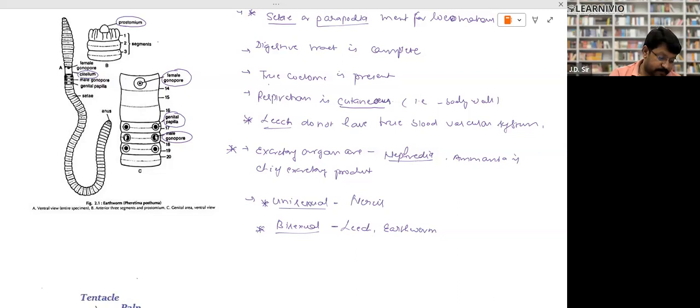Next point. Blood vascular system is closed. What is a closed vascular or circulatory system? You must have studied it in class 10th. What is a closed circulatory system? Tell me, both of you.